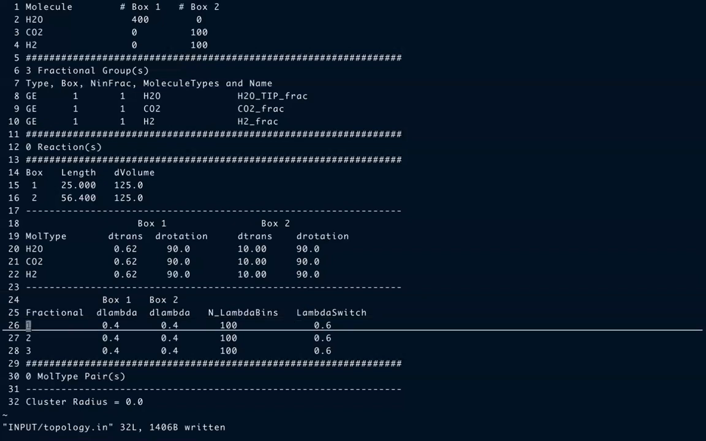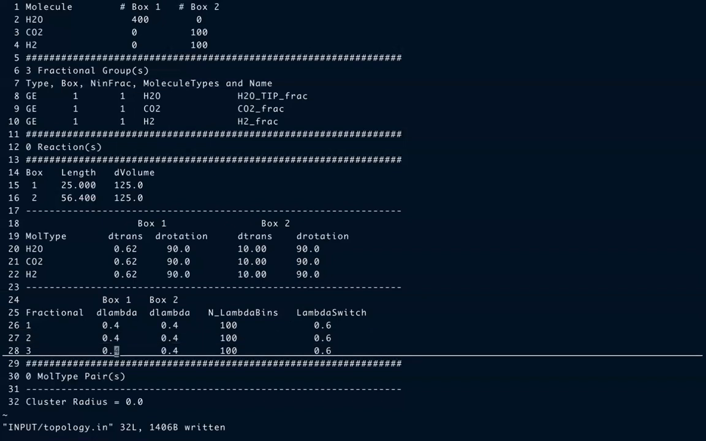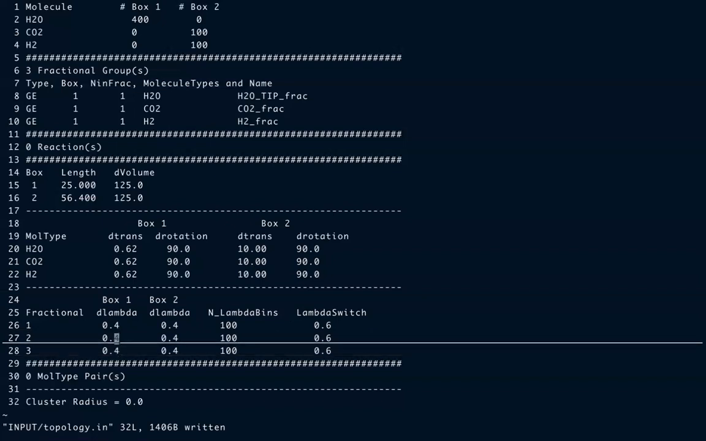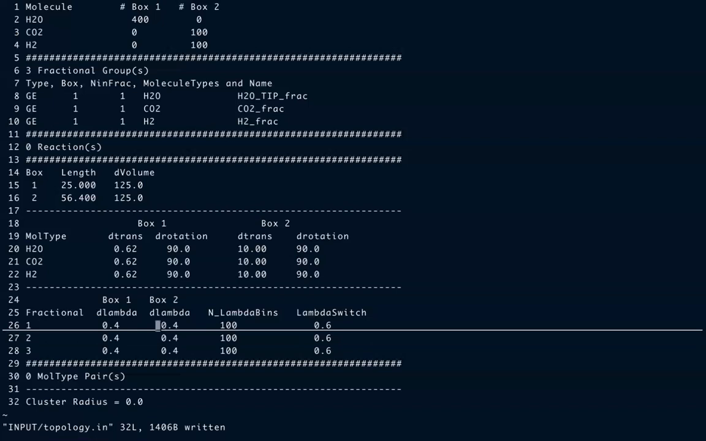Now we also have to specify what is the maximum d lambda for each of the fractional groups. So here we see in box 1 the fractional lambda can change by a maximum of 0.4, 0.4, and 0.4 for each of the three components, that is H2O, CO2, and H2. Now notice that it's the same for both the boxes, and unlike the maximum translation and maximum rotation, the maximum d lambda does not change in the course of your simulation.